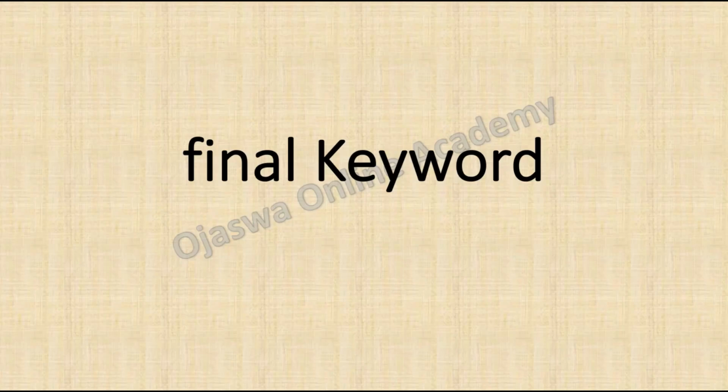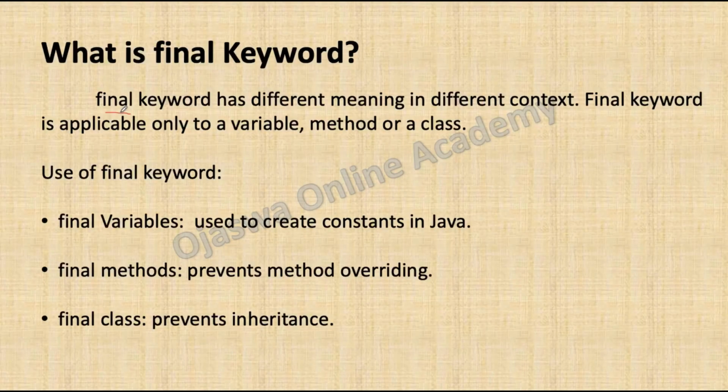In this video, we are going to learn what is final keyword. Final keyword has different meaning in different contexts. Final keyword is applicable only to variable, method or a class. Use of final keyword. With respect to variables, final keyword is used to create constants in Java.